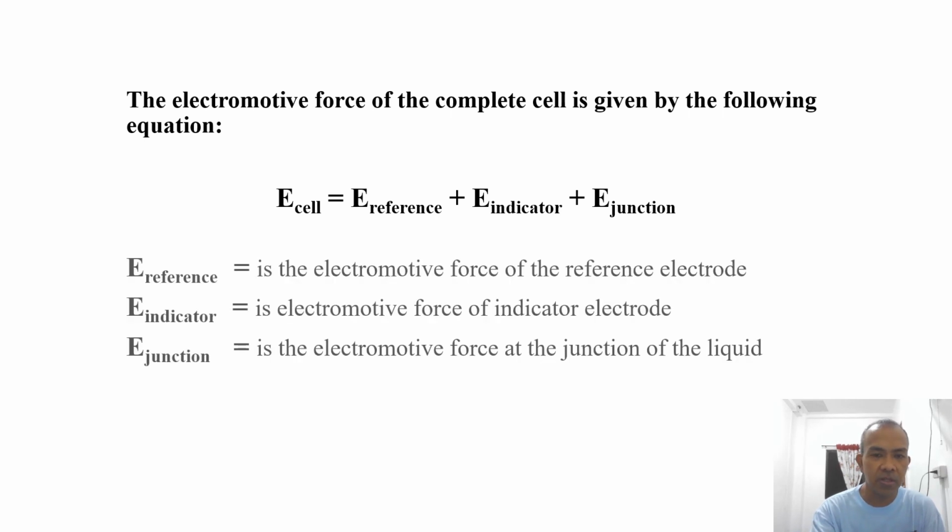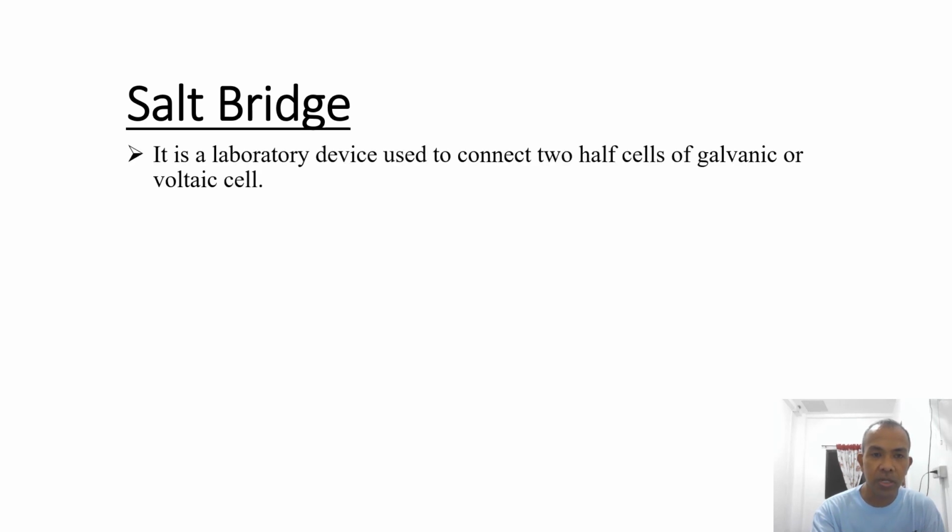The definition of this: E reference is the electromotive force of the reference electrode. E indicator is the electromotive force of the indicator electrode. E junction is the electromotive force at the junction of the liquid. So another part of the potentiometric cell is the salt bridge. It is defined as the laboratory device used to connect two half cells of a galvanic or voltaic cell.